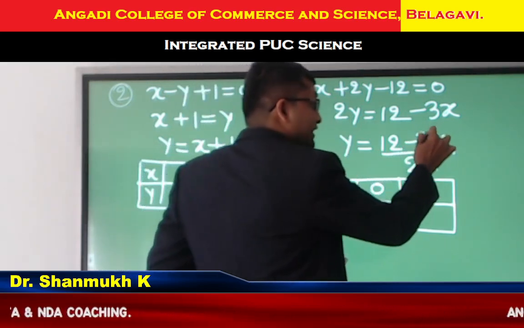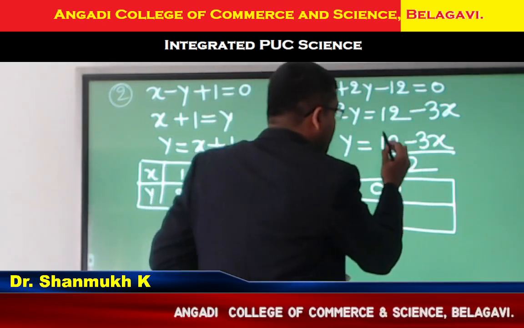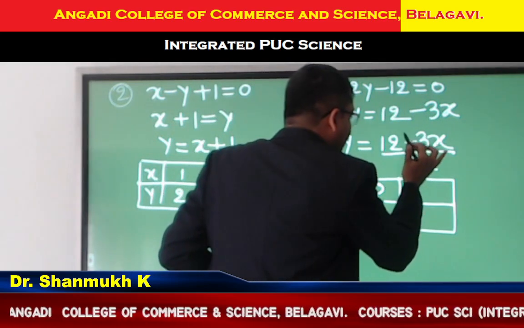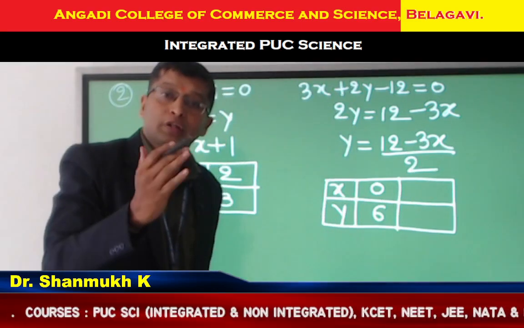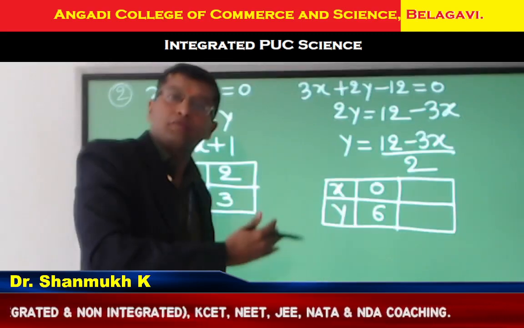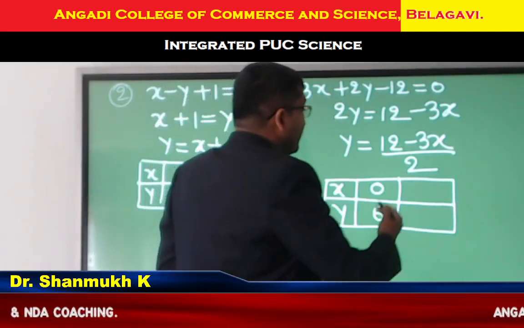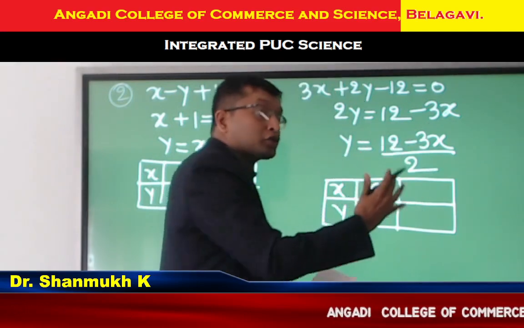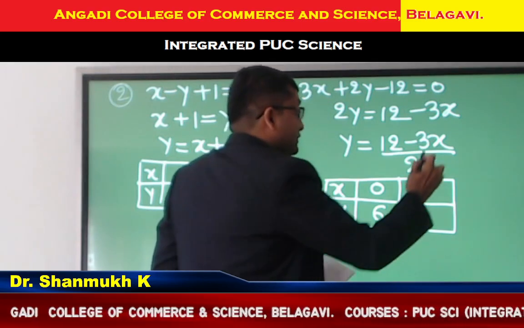If I take x as 0 here, 0 into 3 becomes 0. Dear students, we get 12 minus 0, and 12 divided by 2 is 6. So this input is an integer, and the output we got is also an integer. Next, I am going to take an x value so that it easily vanishes, meaning I am taking x as 6.